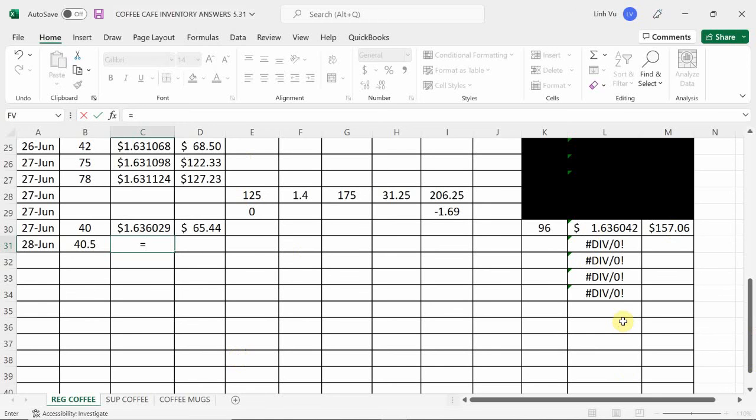Okay. So here I'm on my regular coffee. I used 40.5 pounds here at $1.636042. So what's my grand total cost of goods sold for my regular coffee? It's $66.26.